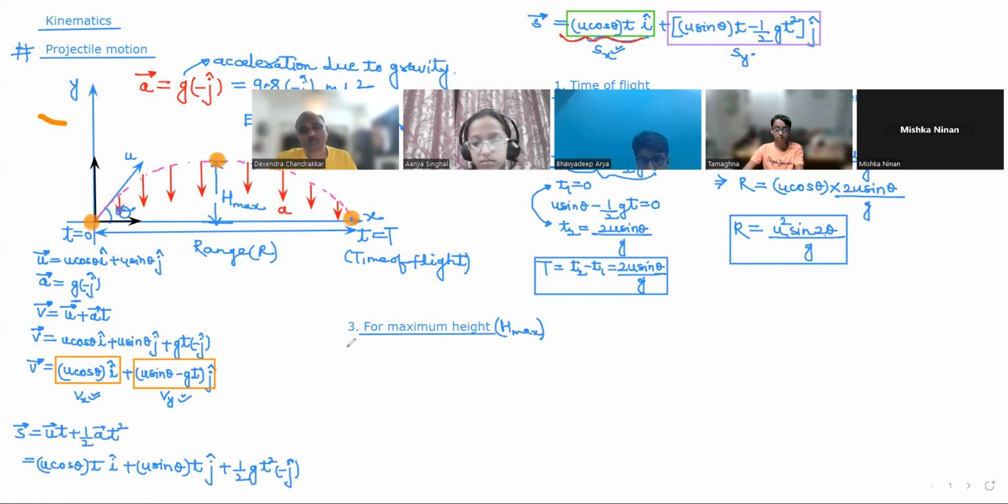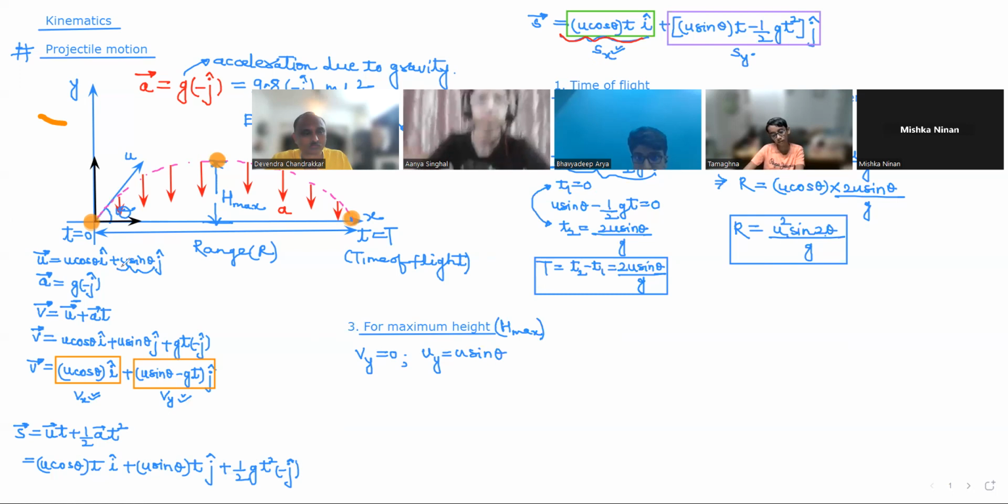H max. Vy is equal to 0. So what about uy? All of you pay attention. What about uy? See, what was uy? Initial velocity, initial y component. It was u sine theta. Yes or no? All of you check. It's u sine theta. Yes or no? Y component of initial velocity.